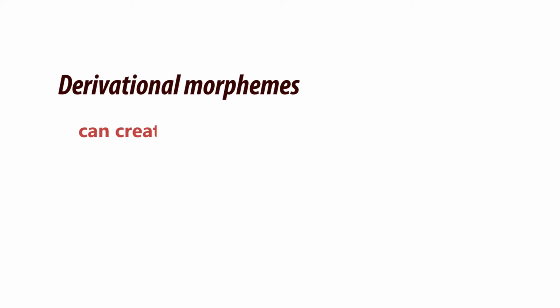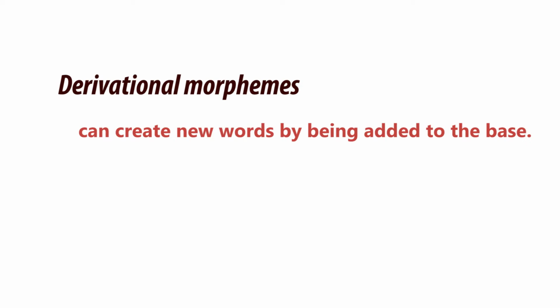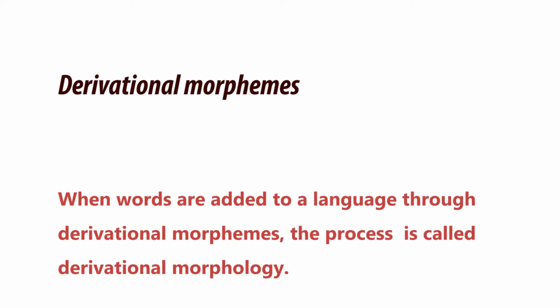Derivational morphemes are morphemes with which you can create new words out of the existing bases. Words may be added to a language through derivational morphemes. The addition of words by using derivational morphemes is called derivational morphology.